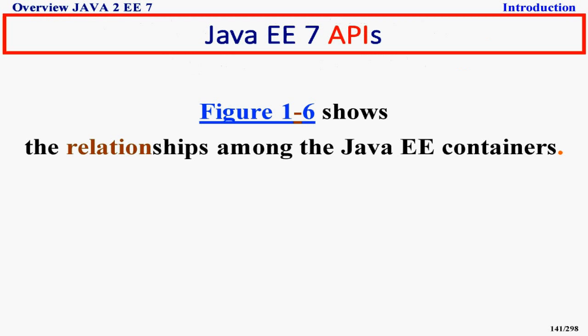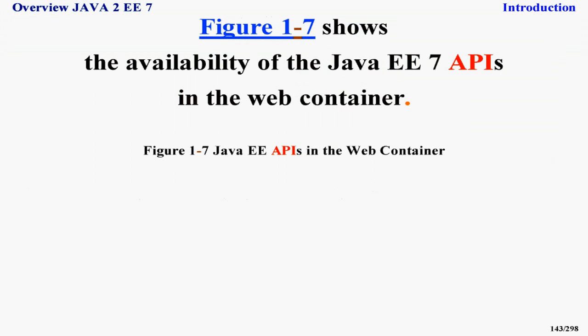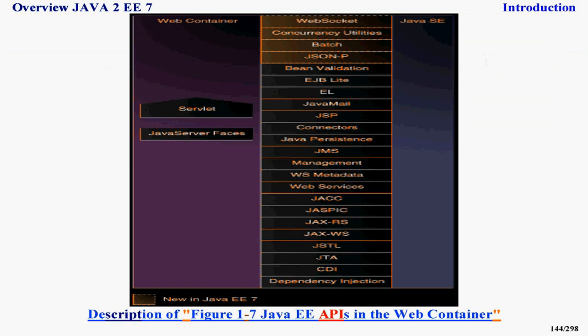Java EE 7 APIs. Figure 1-6 shows the relationships among the Java EE containers. Figure 1-6, Java EE containers. Description of Figure 1-6. Figure 1-7 shows the availability of the Java EE 7 APIs in the web container. Figure 1-7, Java EE APIs in the web container. Description of Figure 1-7.